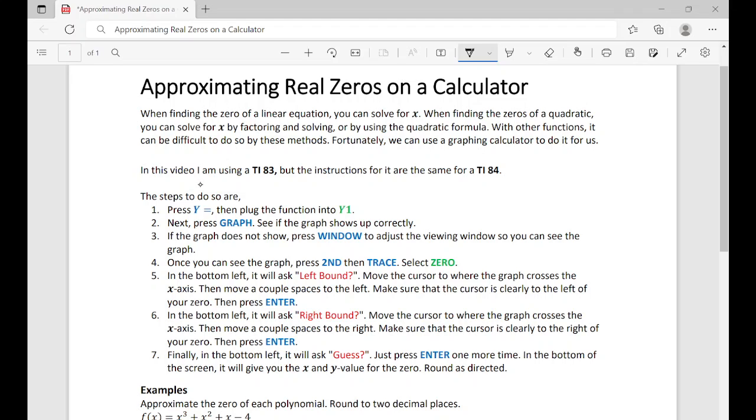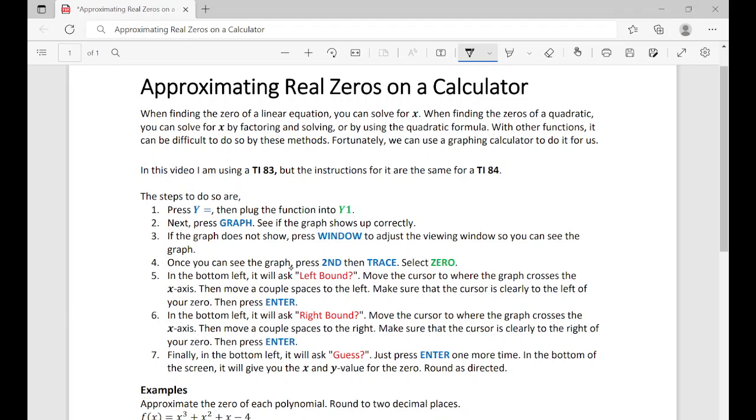So in this video, I'm going to explain how to find the zeros using a TI-83, but the same instructions can be used for a TI-84. So the steps are: 1. Press y equals and plug your function into y1. After you do so, press graph and see that your graph shows up correctly. If the graph does not show up correctly, you need to press window and adjust the viewing window as needed, whether zooming in or out.